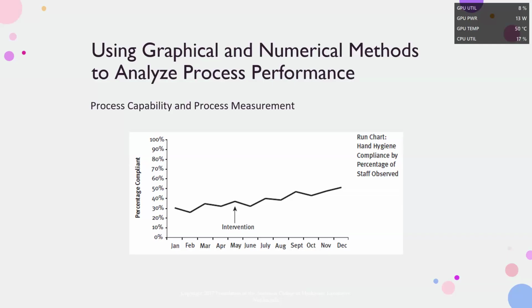This is an example of a run chart where people, nursing staff, maybe clinical staff, are becoming more and more compliant, still not great, with hand hygiene regulations. And what caused that growth? Well, there was some sort of intervention in May. Things are getting a little bit better, but we have to work on it.